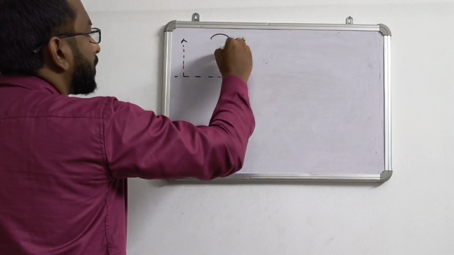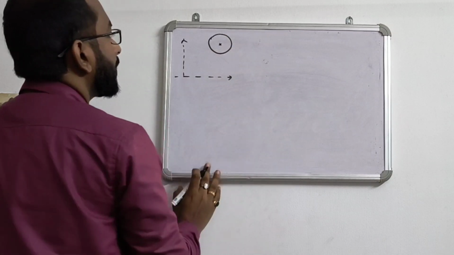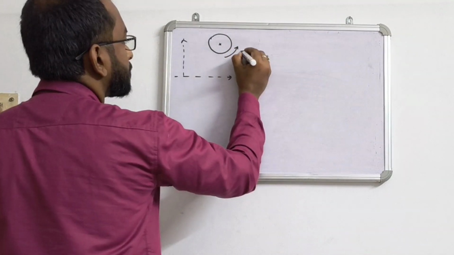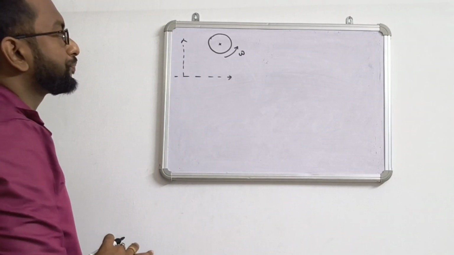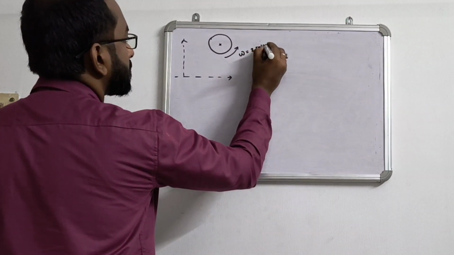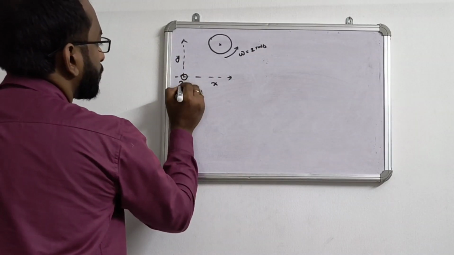Now let's say there is a circular disc. It is rotating with respect to the center of mass with angular velocity of omega. Let's say omega is 2 radian per second. This is the x-axis and this is the y-axis, and outward of the board is the z-axis.